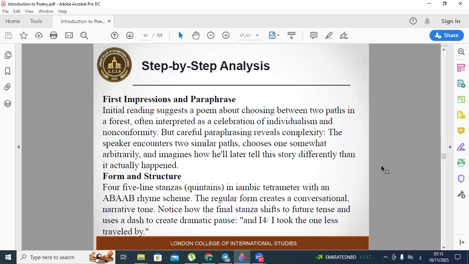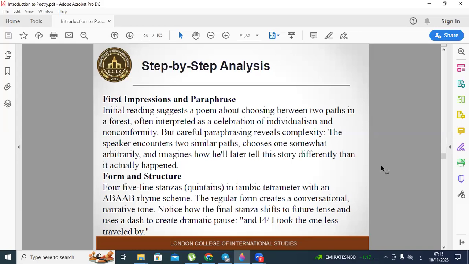Form and structure. The poem consists of four five-line stanzas, written in iambic tetrameter, four iambic feet per line. Two roads diverged in a yellow wood. The rhyme scheme is A B A B A in each stanza, creating a slightly unconventional pattern, not quite couplets, not quite alternating rhyme. The regular form creates a conversational narrative tone.